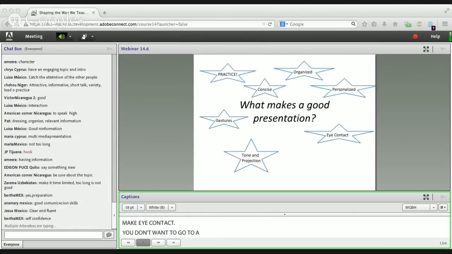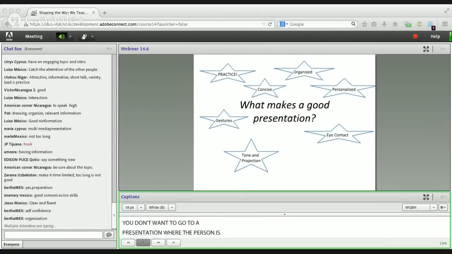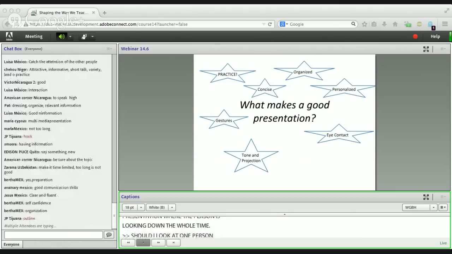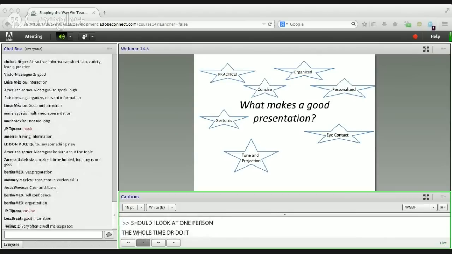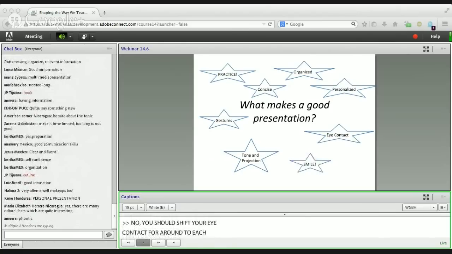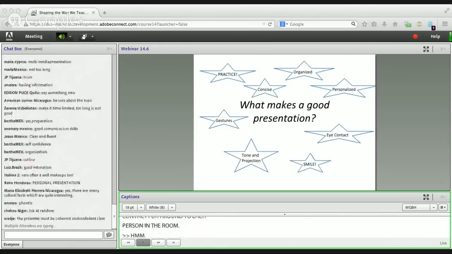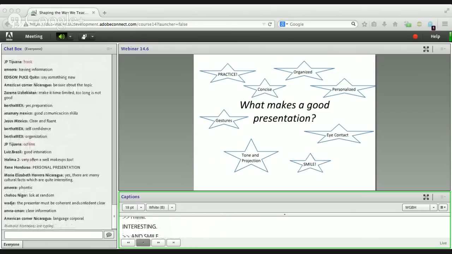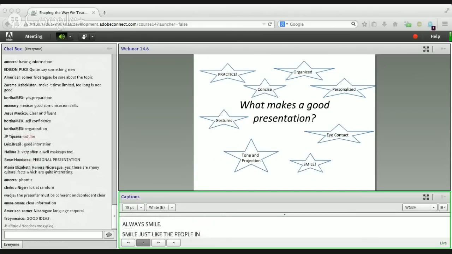Make eye contact. You don't want to go to a presentation where the person is looking down the whole time. Wait, should I look at one person the whole time, or should I do it differently? Oh, no, you should shift your eye contact around to each person in the room. Interesting. And smile. Always smile, maybe like the first lady in the picture. Exactly. So this is our project plan.